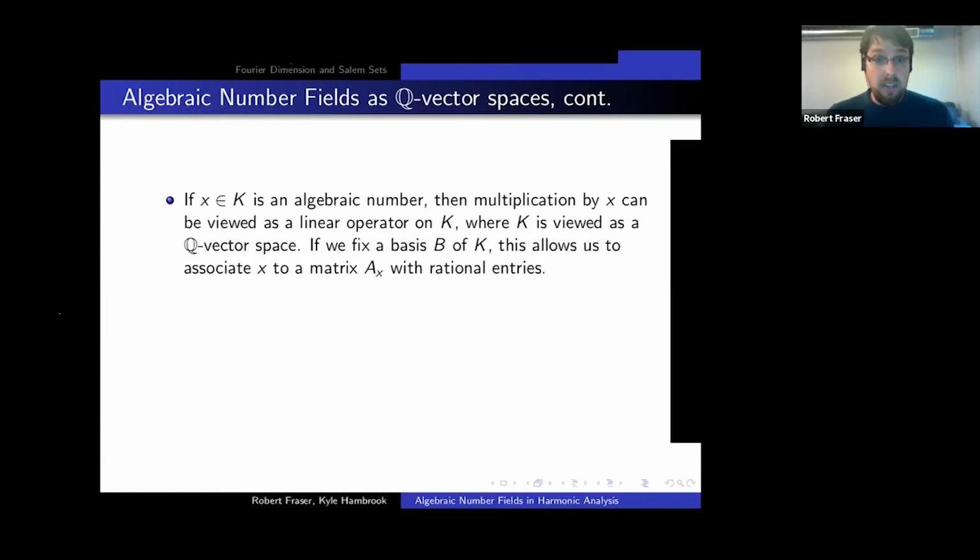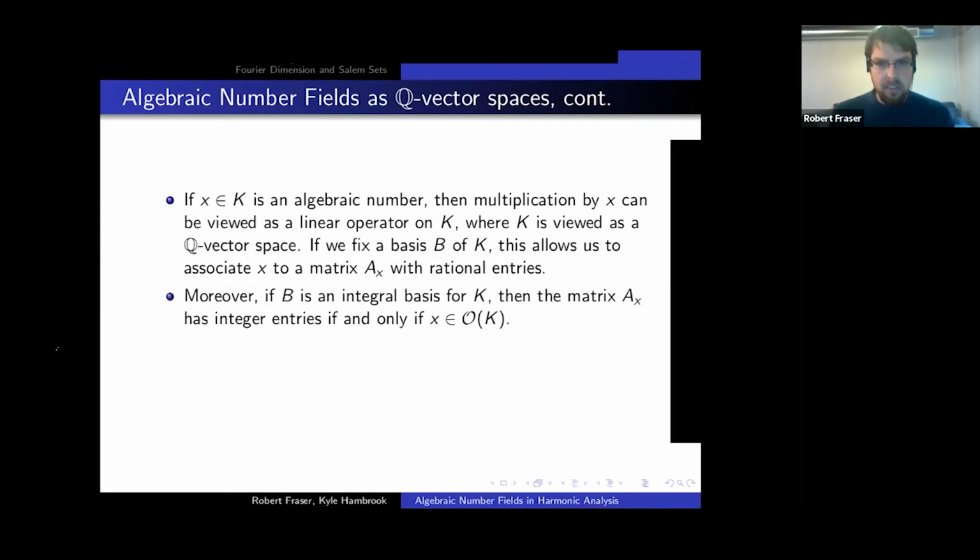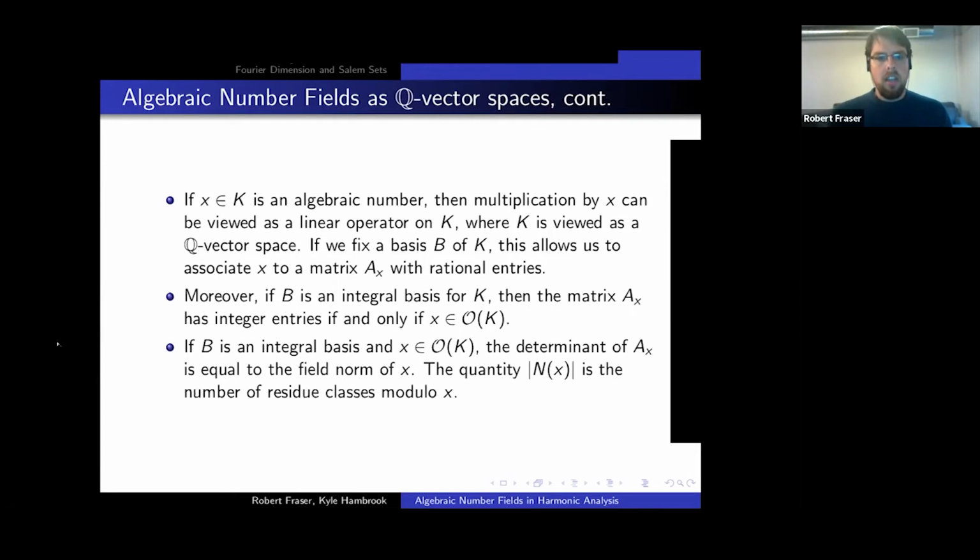And what's nice is that if our basis B that we're choosing turns out to be an integral basis, then the matrix A sub x has integer entries if and only if x is in the ring of integers of K. And if x lies in the ring of integers of K, then the determinant of this matrix is always the same, independent of what the basis is, as long as B is an integral basis. And the determinant is equal to the field norm of x. So there are many different characterizations of the field norm, but the thing that we're going to need is that the absolute value of the field norm is the number of residue classes modulo x.